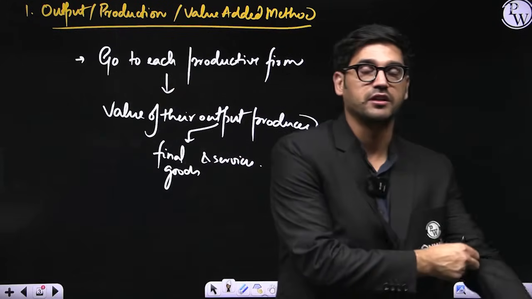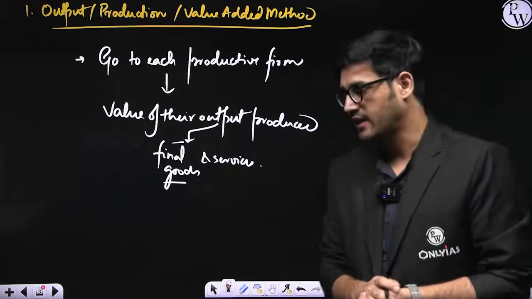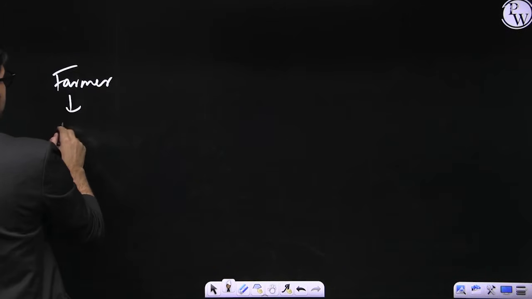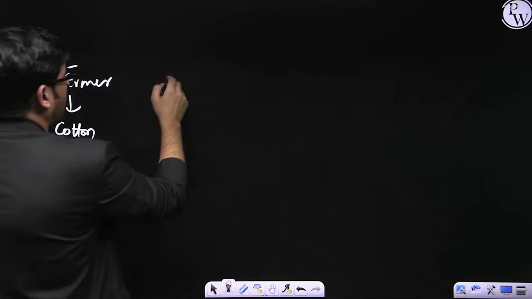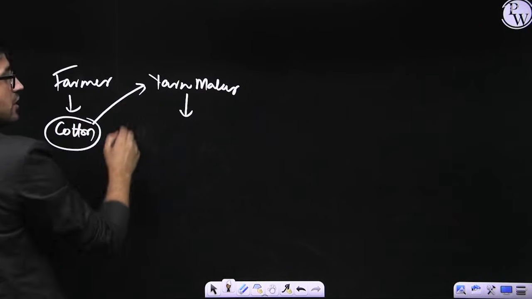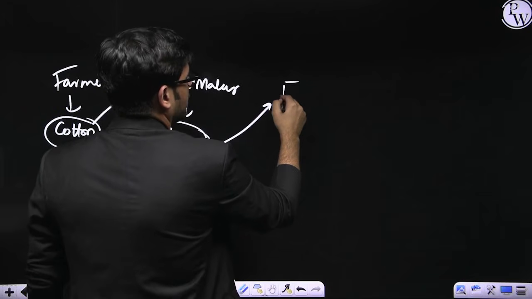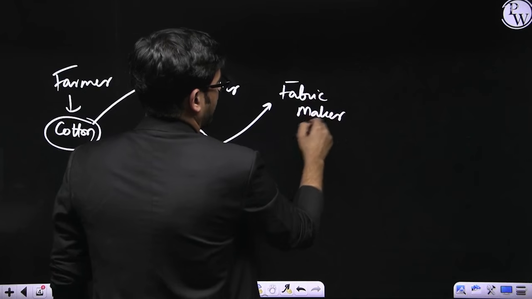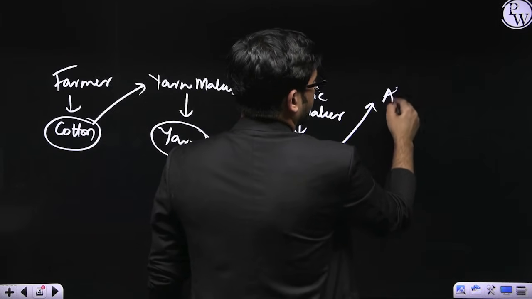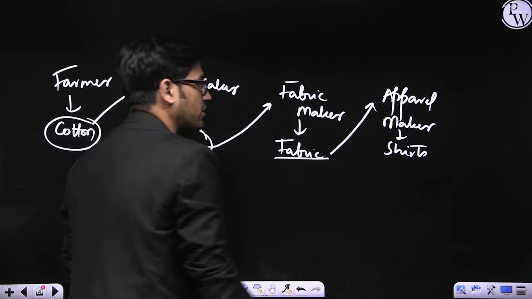Now, there is a fundamental problem here, which is how do we ever know whether a good produced by a firm is the final good or not? Consider an example. Let us say that a farmer grew some cotton. This cotton was bought by a yarn maker. The yarn maker converted this cotton into yarn, and his output is yarn. This yarn is then bought by a fabric maker, who converts this yarn into fabric. Now, this fabric is bought by an apparel maker, some person who makes, let's say, shirts, and he uses this cotton fabric to make a cotton shirt out of it.